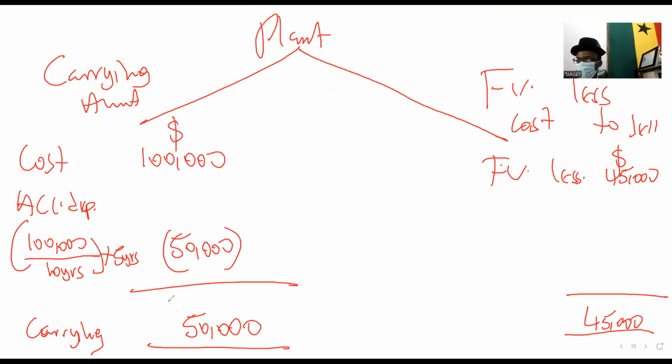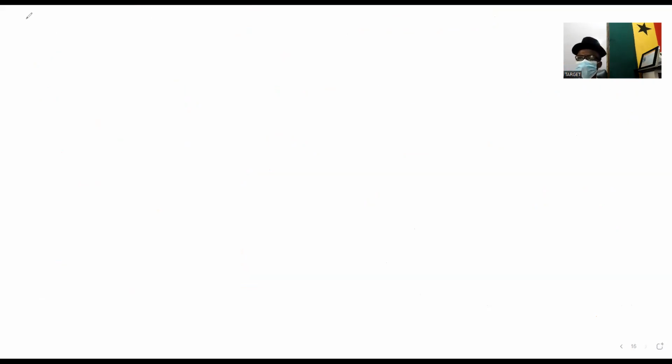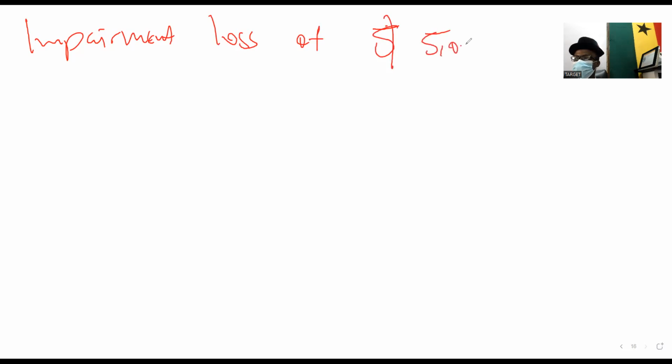So immediately, there must be an impairment loss. 45,000 minus what? 50,000. So what's the difference? There should be a loss of 5,000. So impairment loss of 5,000. Take notice of that. So an impairment loss of $5,000 has to be recognized.